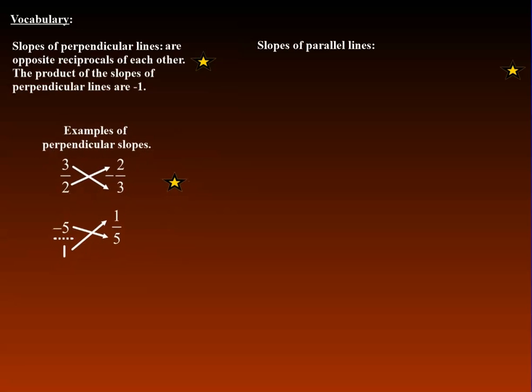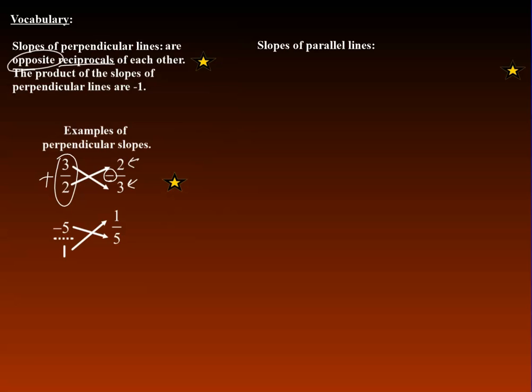Example of perpendicular slopes. If we look at the first thing here, we have 3 over 2. If we are doing the reciprocal, that means the 2 is now on top and the 3 is on bottom. And if we are talking about opposites, the sign became negative because this was positive.